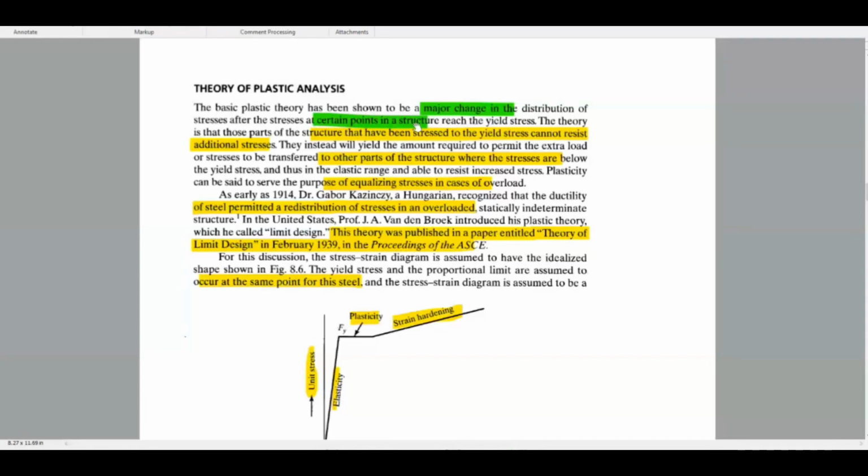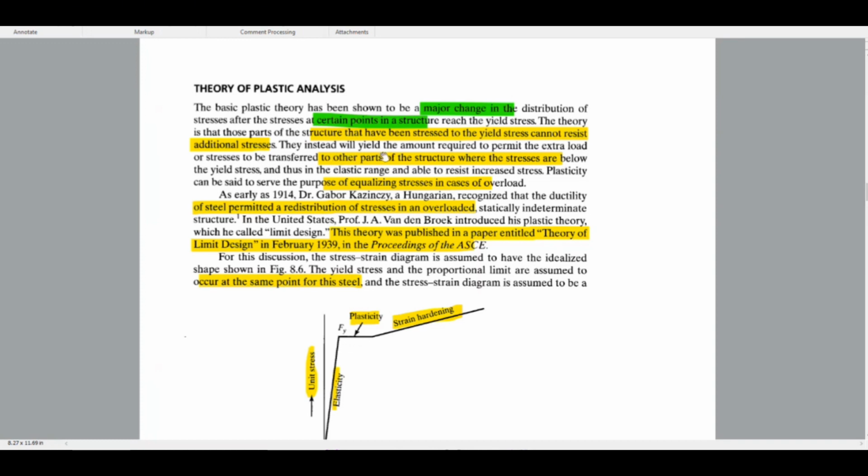Change in the distribution of stresses after the stresses at certain points of the structure reach yield stress. So at a certain point of the structure, if the stress reaches the yield stress, then there is a major change in the distribution of stress. The theory is that those parts of the structure that have been stressed to the yield stress cannot resist additional stresses. If it is yielded, it cannot resist additional stress.